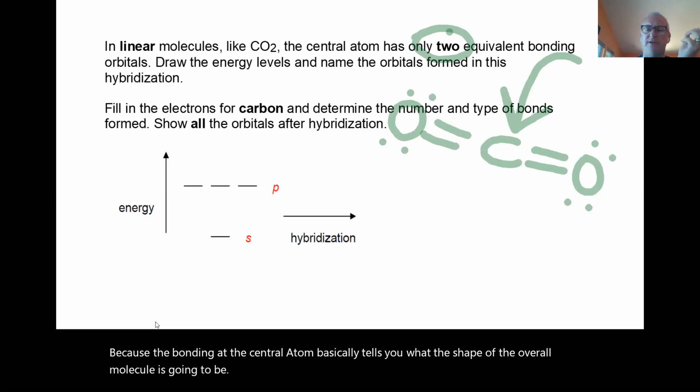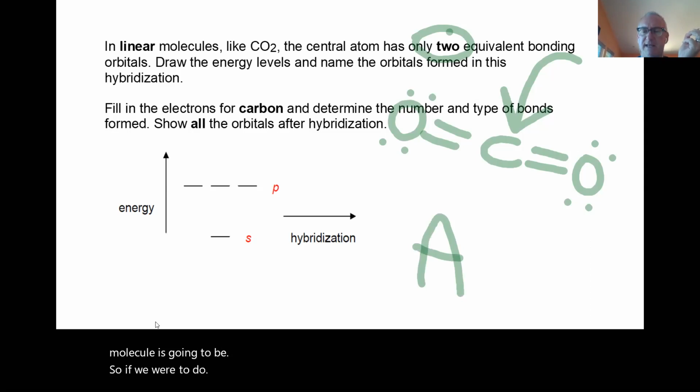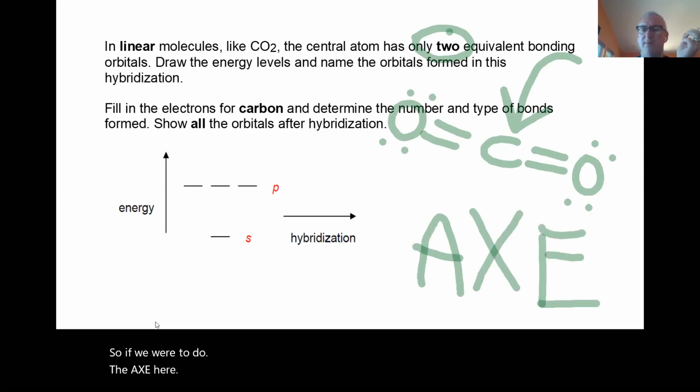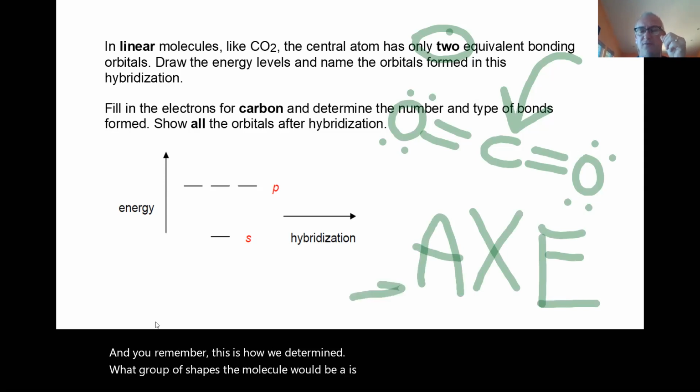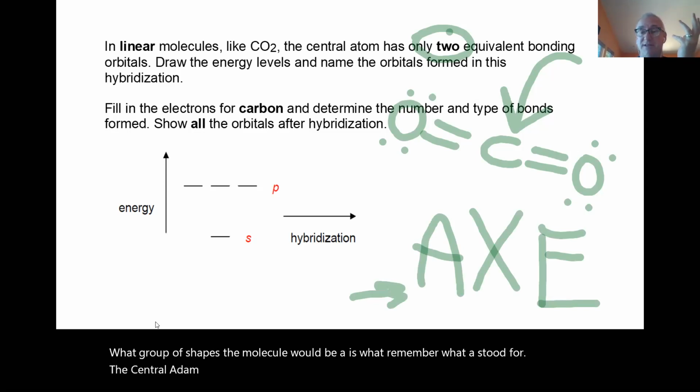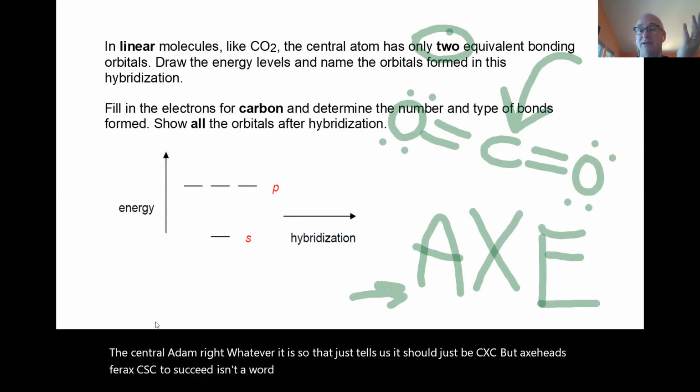So if we were to do the AXE here, and you remember this is how we determined what group of shapes the molecule would be. A is what? Remember what A stood for? Central atom. The central atom, whatever it is. So that just tells us A. It tells us to look at the central atom.